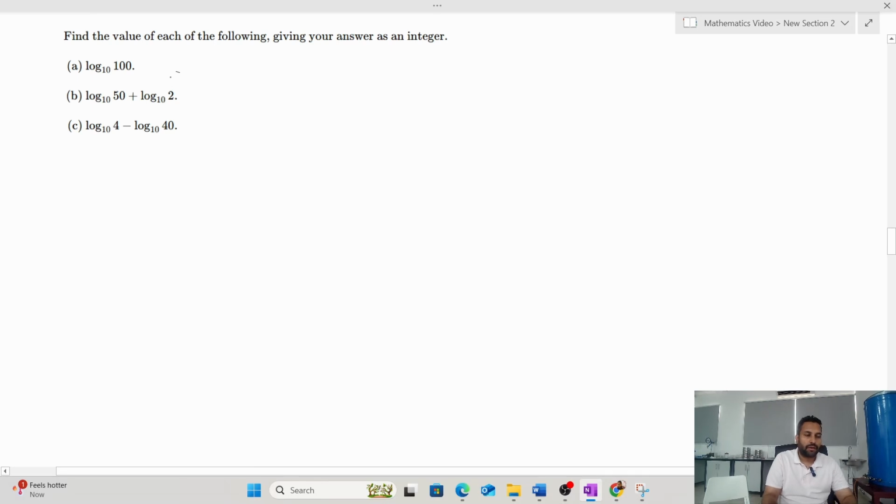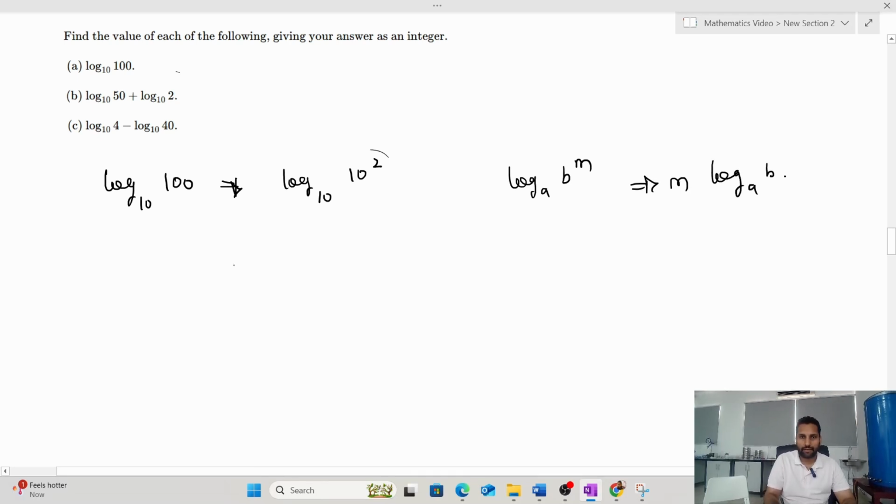So you have log base 10 of 100. Now you can use multiple laws here. I will start with, I know 100 is 10 squared, and now I can use the law, this 2 can come outside because I know log base a of b to the power of m can be written as m log a b. So this 2 can come out, and log 10 of 10, when both are the same, becomes 1. So this answer is 2.